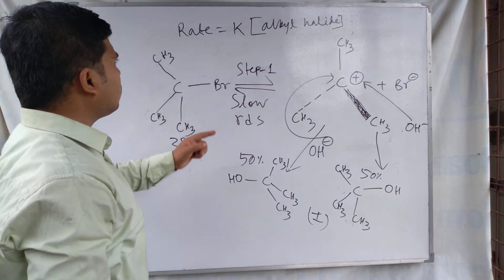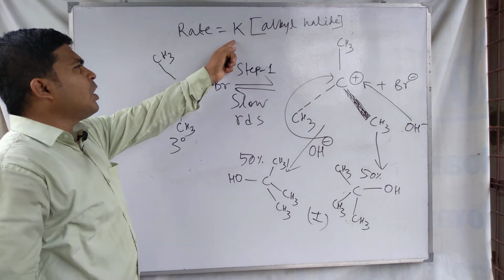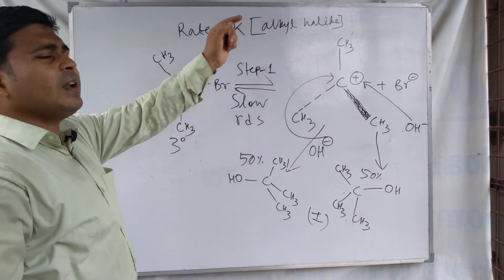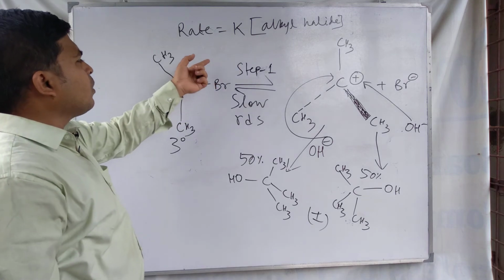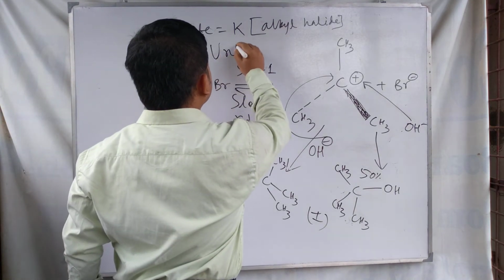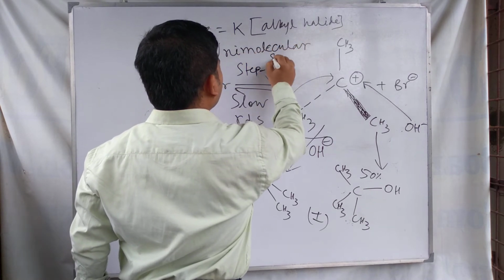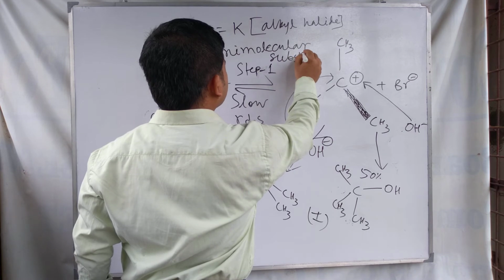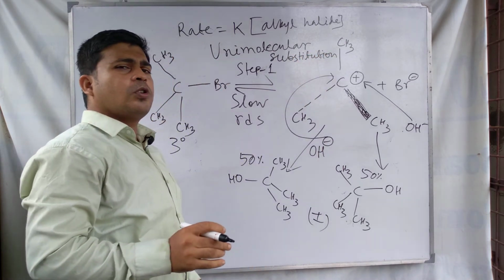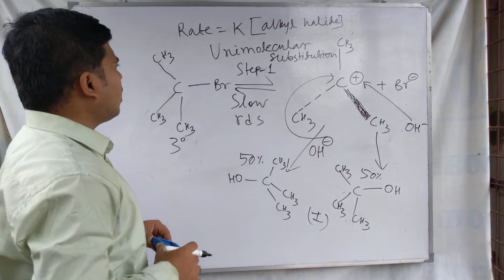So in the rate determining step, we form the rate equation, and we get rate equal to k into the alkyl halide concentration only. For this reason, this is unimolecular. This is nucleophilic unimolecular substitution reaction.